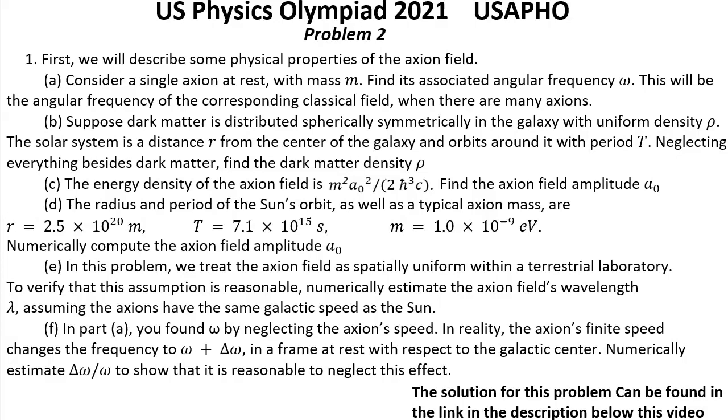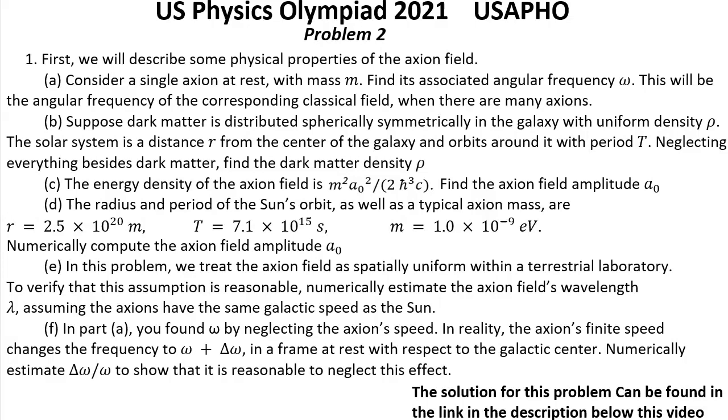E. In this problem, we treat the axion field as spatially uniform within a terrestrial laboratory. To verify that this assumption is reasonable, numerically estimate the axion field's wavelength λ, assuming the axions have the same galaxy speed as the Sun.